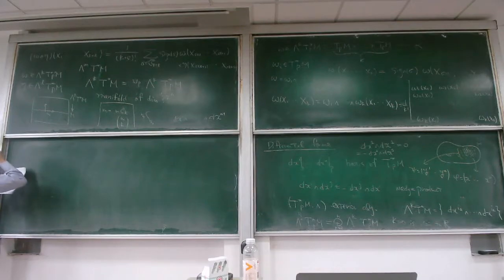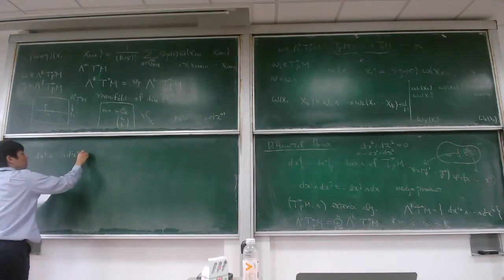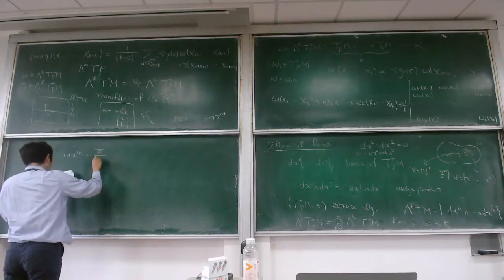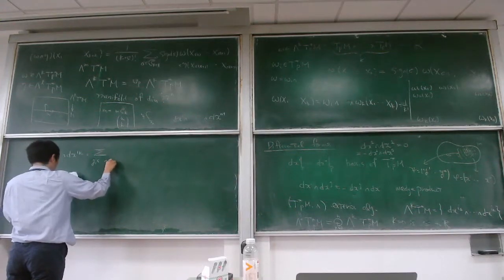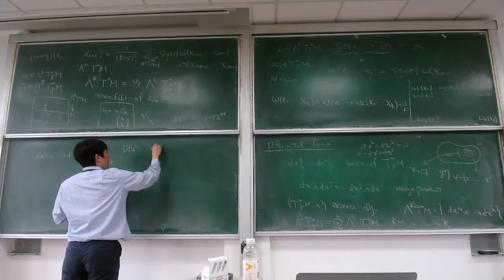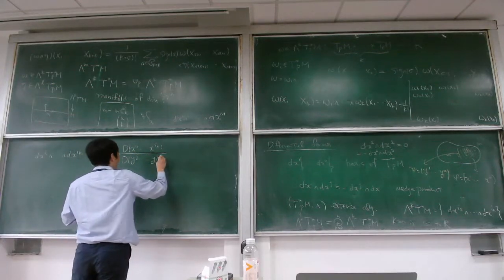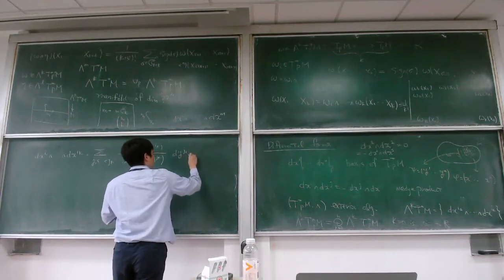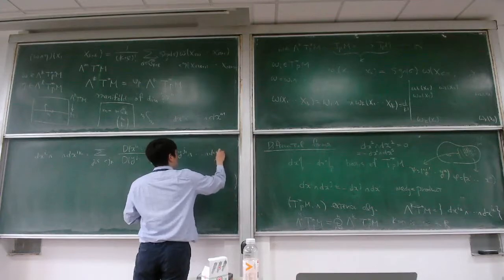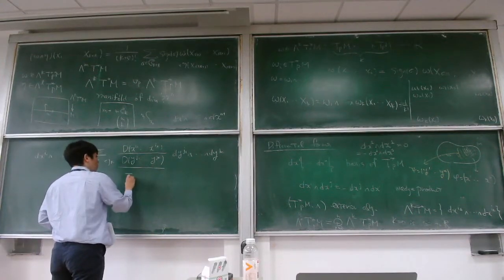One basis can be understood as the sum over j1 to jk of dx^i1 wedge ... wedge dx^ik, which equals the Jacobian times dy^j1 wedge ... wedge dy^jk. And this is called the Jacobian again.